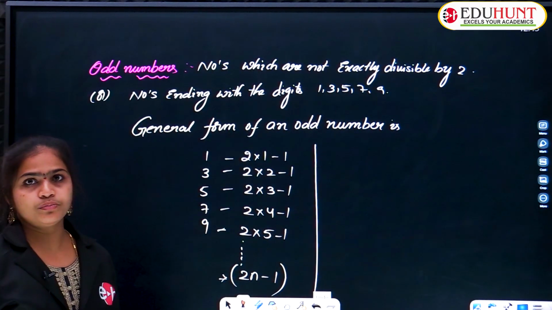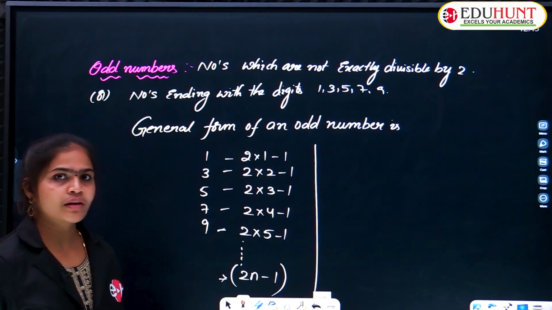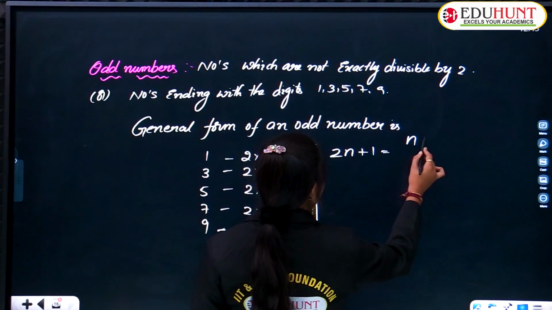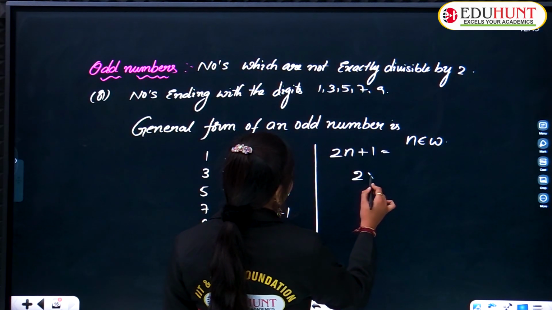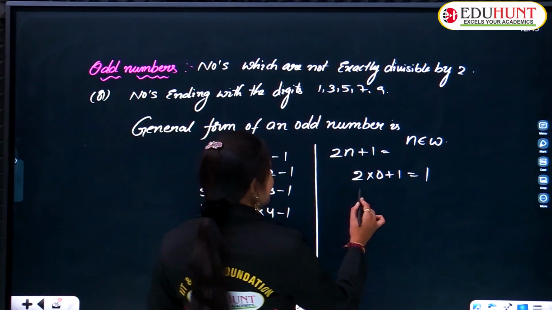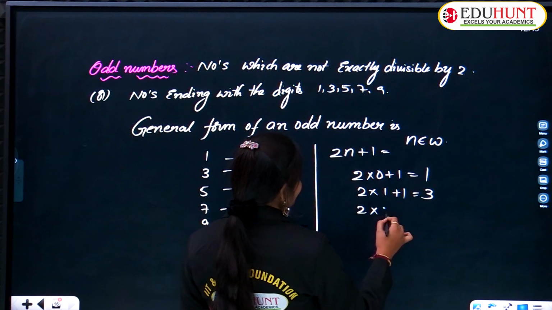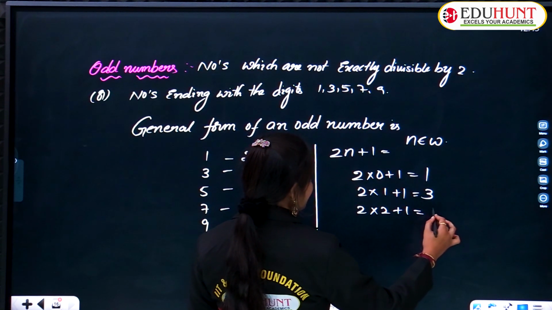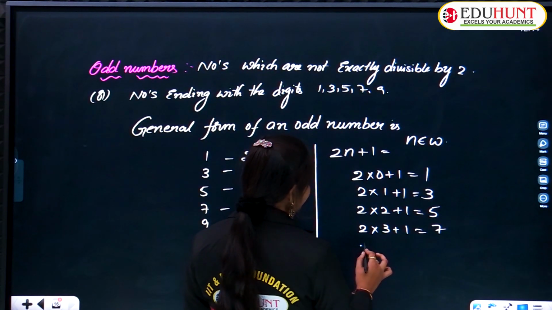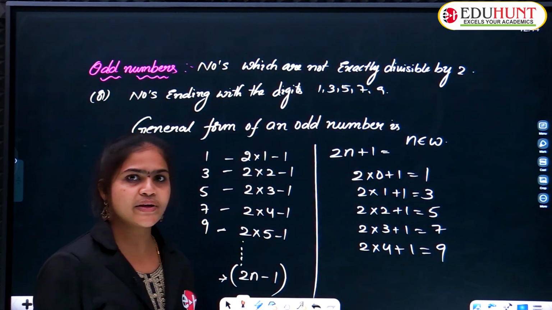And in the same way, for example, this one we can write as 2 into 0. 2 into 0, how much will you get? 0. Plus 1 also we can write, no? 2n plus 1. For example, n belongs to whole numbers. Then what will happen? 2 into 0 plus 1 is equal to 1. 2 into 1 plus 1, 2 ones 2 plus 1, 3. 2 into 2 plus 1, 2 twos 4 plus 1, 5. 2 into 3 plus 1, 2 threes 6 plus 1, 7. 2 into 4 plus 1, 2 fours 8 plus 1, 9. In this manner also we can write, no?